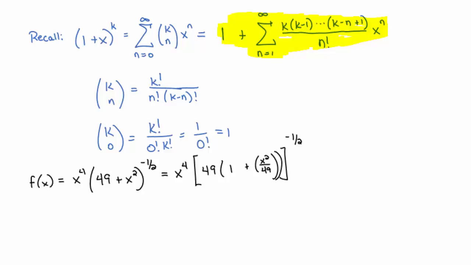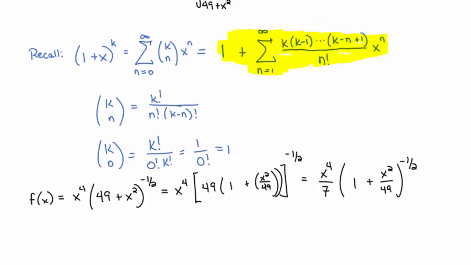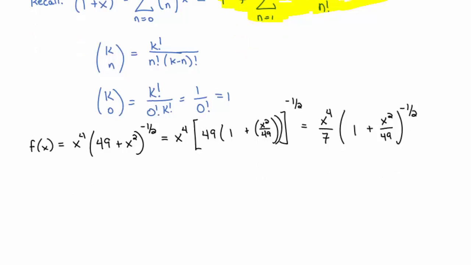And this at least allows me to say, okay, well, the negative 1/2 power of that 49 is a 1 over 7. So I can say, okay, that's the same as x to the fourth over 7 times the quantity 1 plus x squared over 49 to the negative 1/2. And now I can actually apply this theorem, because remember, the theorem is if it's 1 plus something to the power, then I can expand it using that highlighted version. So that's what I'm going to do here. This is equal to x to the fourth over 7.